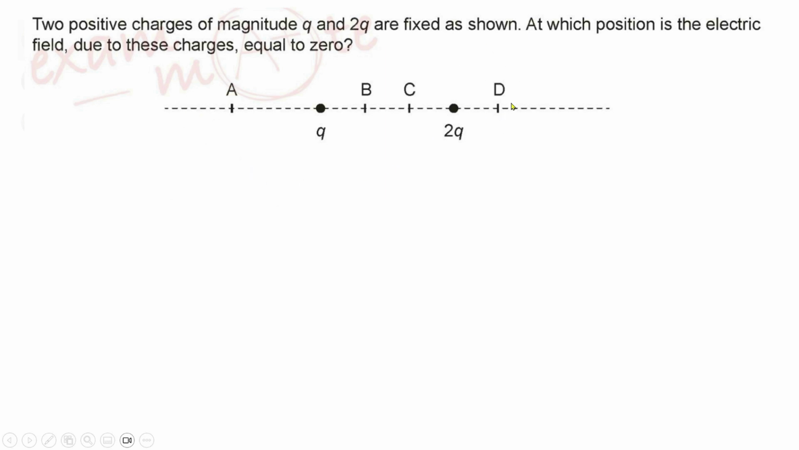Moving ahead, let's analyze D. We apply the same logic for D. If I consider Q, Q is positive, so the electric field line will go away from it, and at point D, we'll check, the arrow is going rightwards.